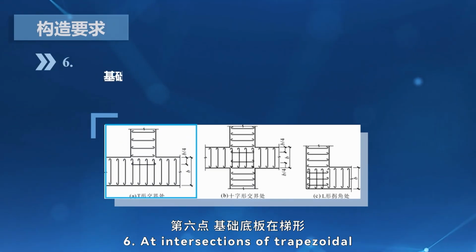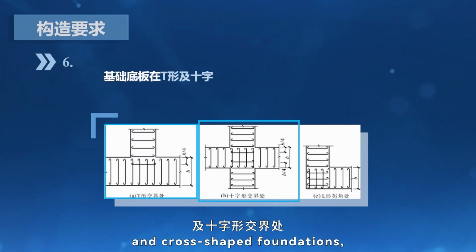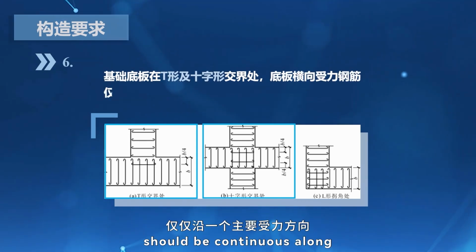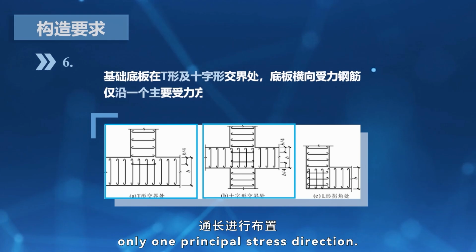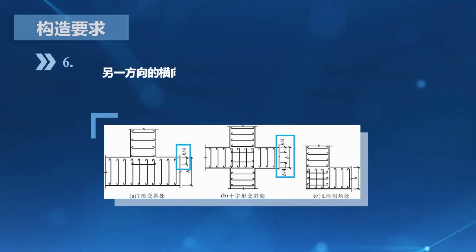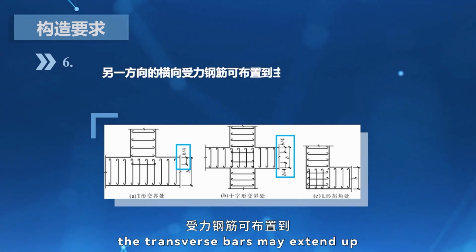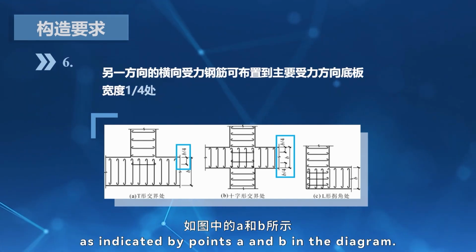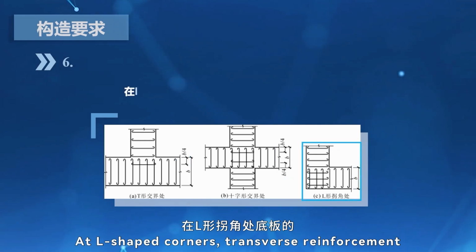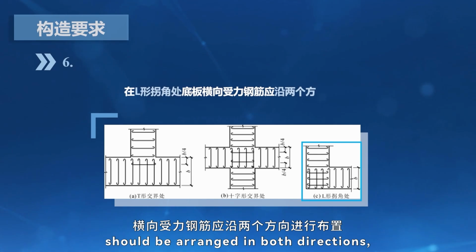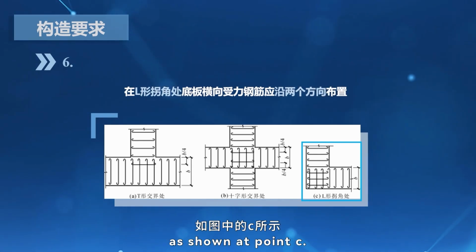6. At intersections of trapezoidal and cross-shaped foundations, the transverse main reinforcement of the slab should be continuous along only one principal stress direction. In the perpendicular direction, the transverse bars may extend up to 1/4 of the slab width in the main direction, as indicated by points A and B in the diagram. At L-shaped corners, transverse reinforcement should be arranged in both directions, as shown at point C.